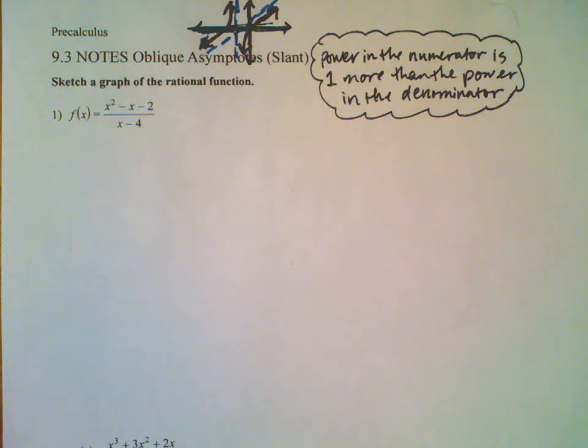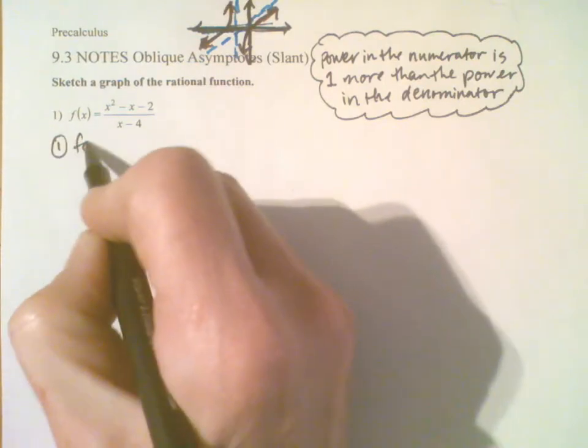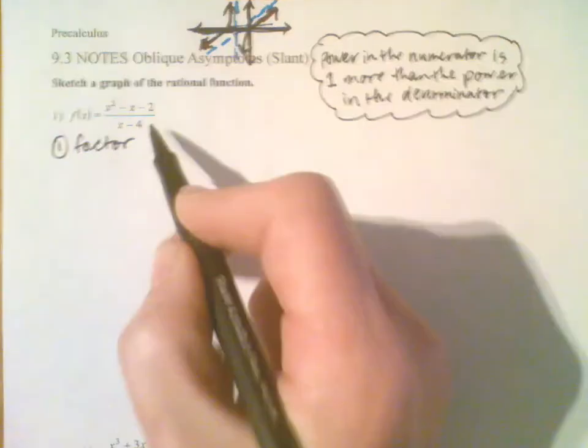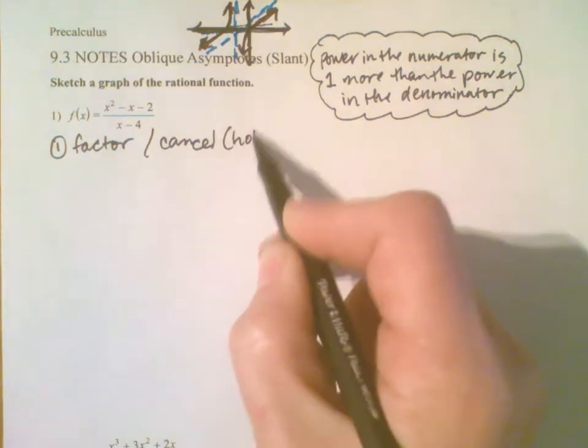So don't worry about it too much. You're going to end up going back to an Algebra 2 topic, long dividing rational functions, and so we'll review that a little bit. But the rest of the process is pretty much the same. So you're still going to factor if possible, and cancel if you can to find some holes in your graph.